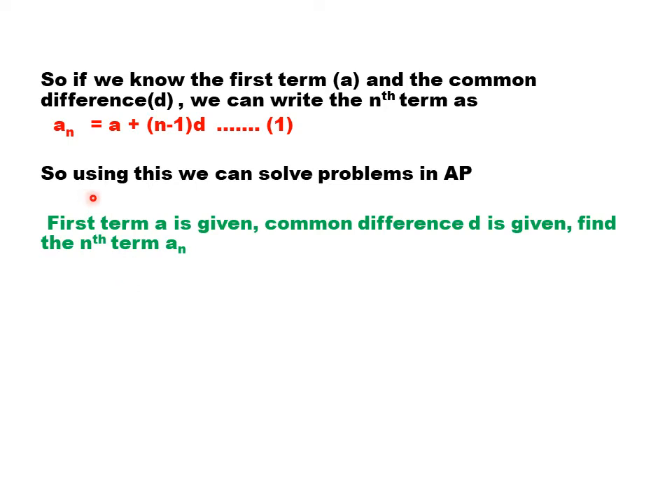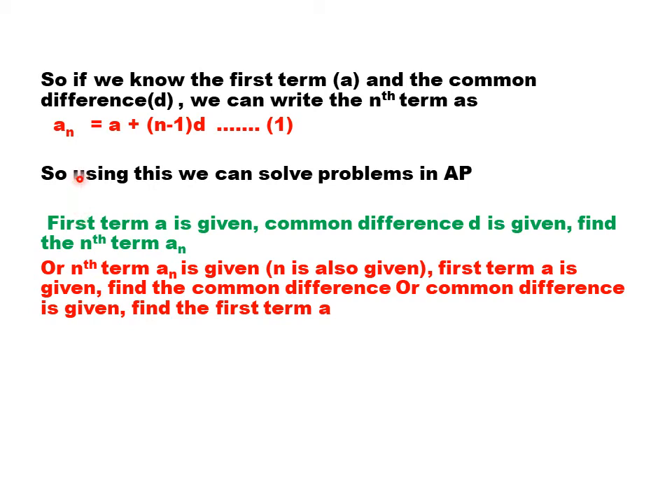If first term a is given and the common difference d is also given, then we can find the nth term an of the AP. Suppose a is given, d is given, then we can find the nth term, namely a 10th term or 15th term or 100th term. We can find the nth term by using this formula, an equal to a plus n minus 1 into d.